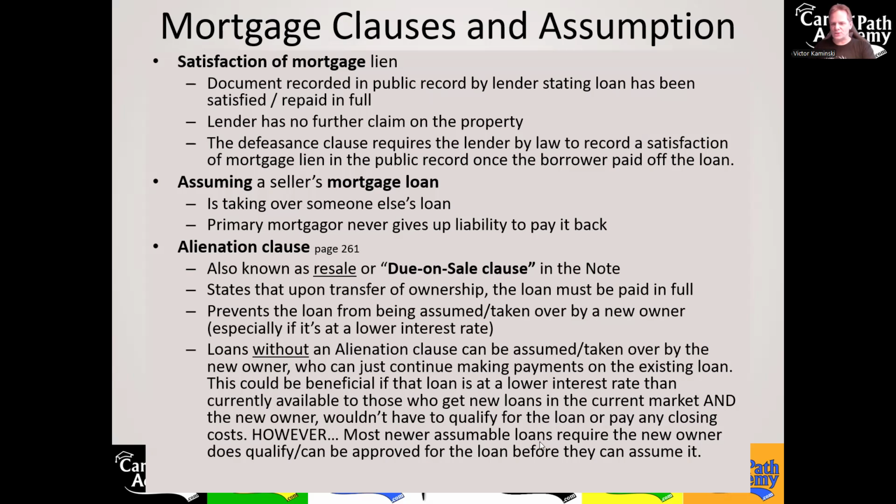However, most newer assumable loans would require the new owner to qualify and be approved for the loan before they can assume it. So even loans today that are assumable, the borrower will most likely have to qualify for the loan. But you need to know, this could be a question just in itself. Alienation clause is also known as the resale or due on sale clause. Yeah, go ahead. What was your question? If the new homeowner is qualified to get the loan, would it still be at the lower rate? If the loan that you're assuming is at a lower rate, yes.